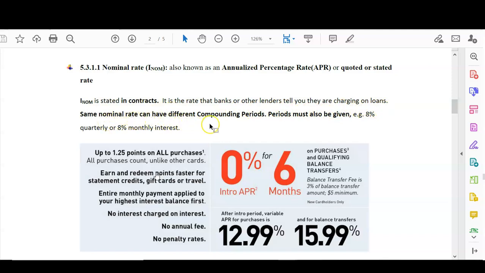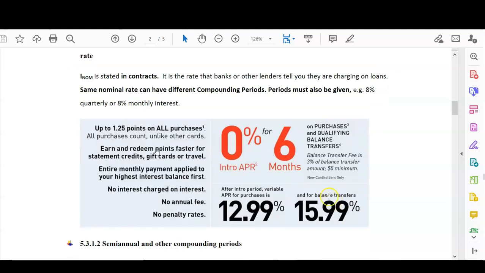Same nominal rate can have different compounding periods, and periods must be given together when you are told the nominal rate. For example, the bank can say that they can lend you this money at 8% interest rate quarterly or 8% monthly. Or if we look at this advertisement here, we can see this is 0% intro APR for 6 months. And after intro period, the APR or quoted rate will be 12.99%.